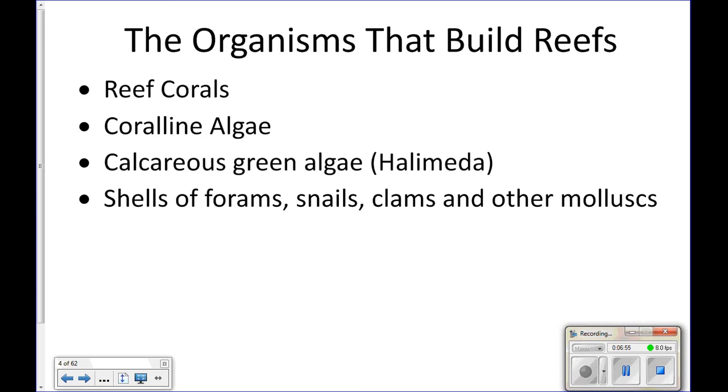Coralline algae is a red algae that puts calcium carbonate into its cell walls. It's a defense mechanism, so it makes them taste chalky, so things don't want to eat them. And calcareous green algae is just a green algae that does the same thing. So those two types of algae will help to build a reef, and when we actually talk about the process, we'll talk about these types of algae. And then you also get shells of mollusks and stuff that will help to build the reef as well. But mostly it's coral, so that's what we're going to focus on today.